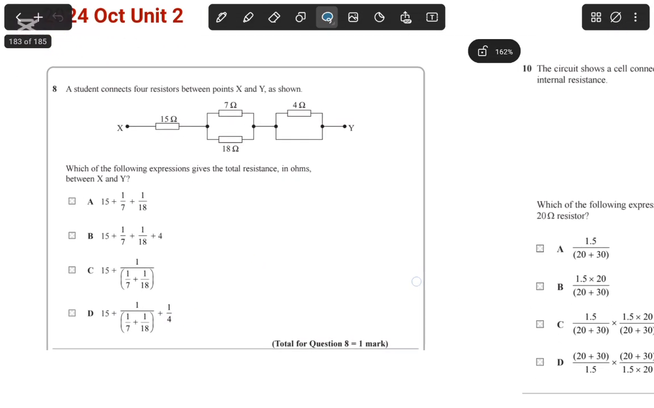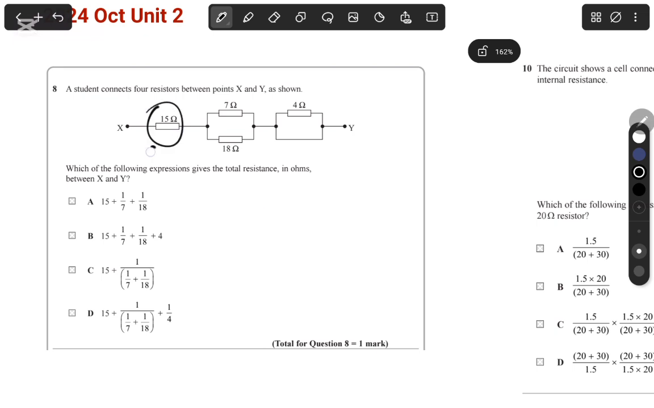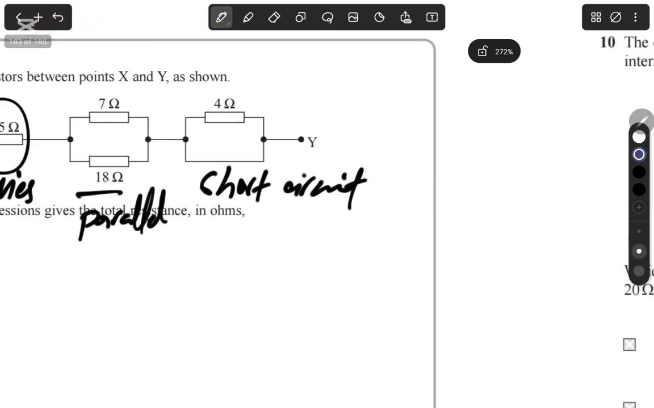It says a student connects 4 resistors between X and Y as shown, and they're asking us for the total resistance. So here we have in series, here we have in parallel, and here we have a short circuit. So how do you identify a short circuit? In a short circuit, what's going to happen is that one side you will have the component connected, a resistor, and the other side will have no resistance.